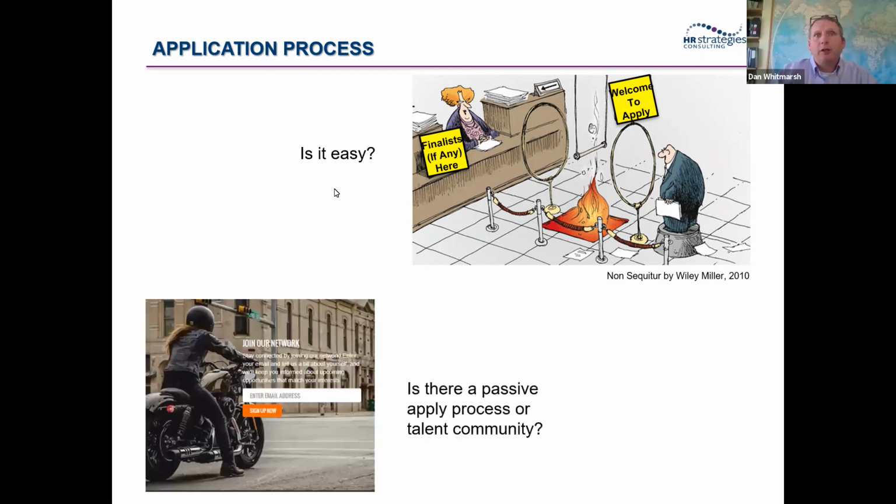Yeah, absolutely right. So the other part is, is there a passive apply process? I mean, we have an ATS, we have 62 steps for them to complete the apply, but do we give them an option? Just say, hey, if you're not sure, just give us a resume, and we'll be in touch if we feel that you're a good fit. So you need to be able to give some type of talent network or passive apply process out there.